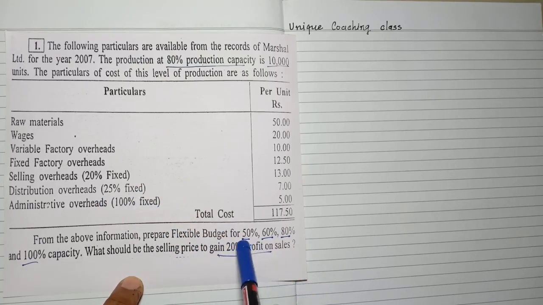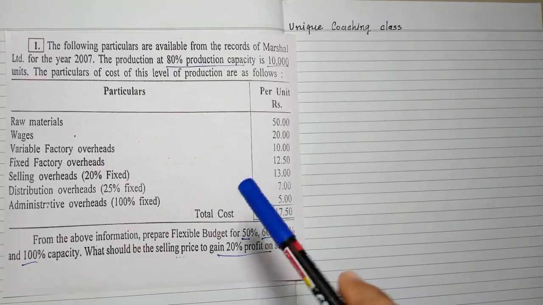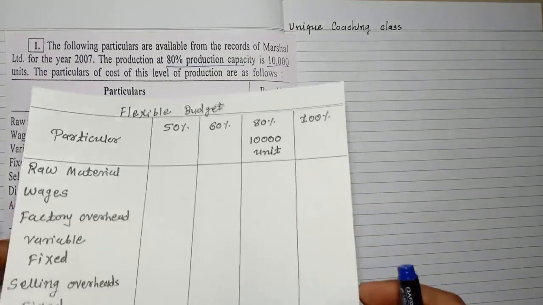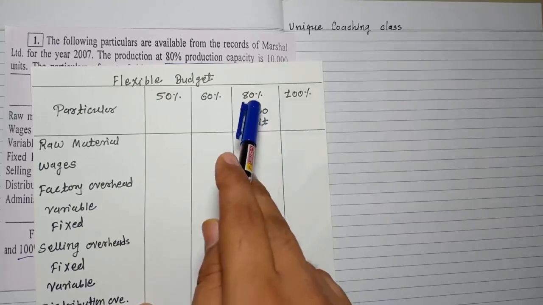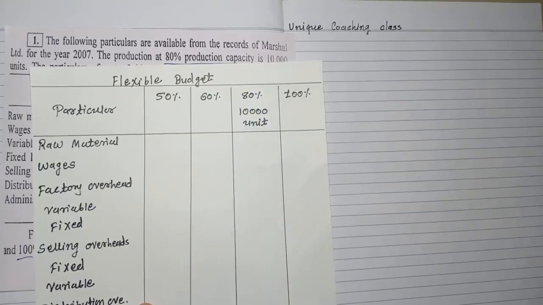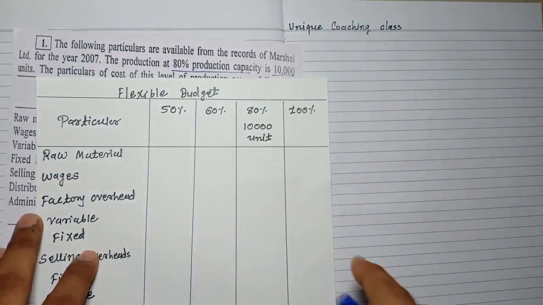But here we have to prepare 50, 60, 80 and 100, and 80 is indirectly included. So we have to prepare a total of 4 columns this way: 50, 60, 80 and 100. Okay, information is given for the 80% level, where 10,000 units are produced.